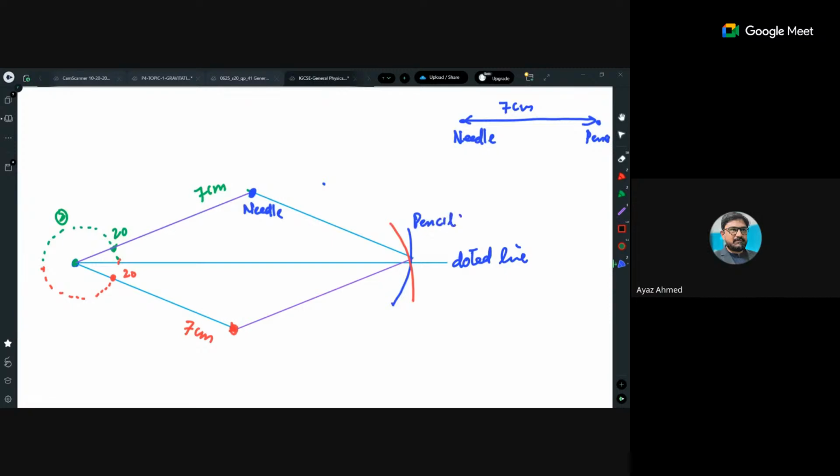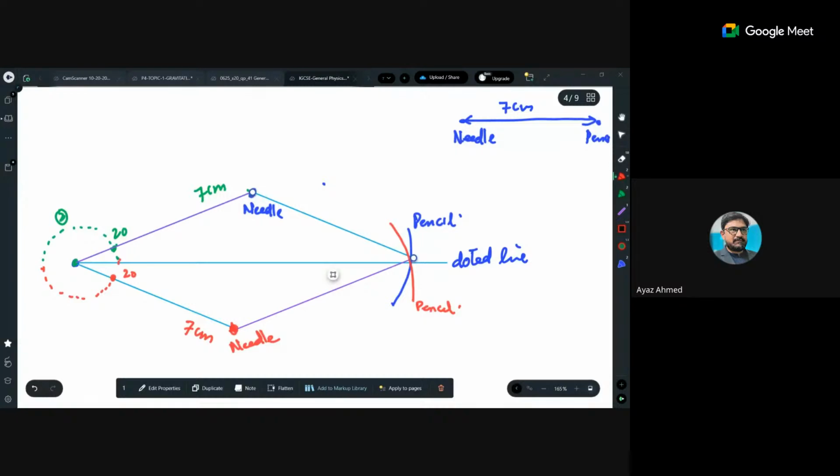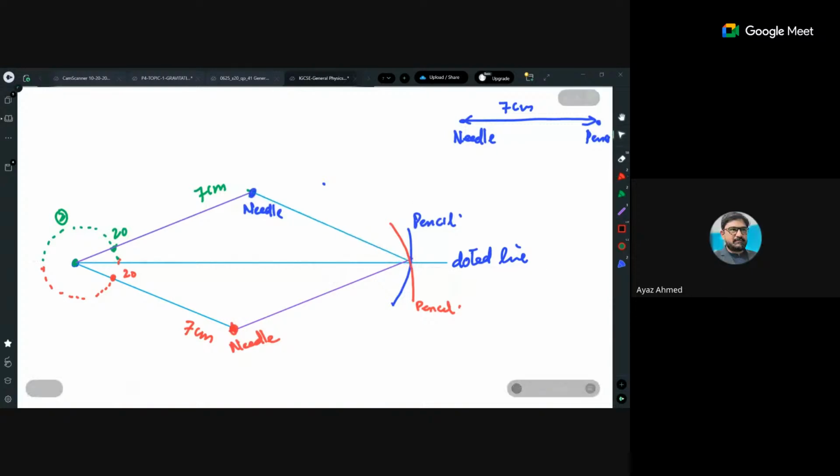Then where do you have to put the needle? Put the needle here and draw an arc, the red one. Right? Got it. Now is it clear to everyone? Sir, can you explain it one more time? Yes, I can. Should I?